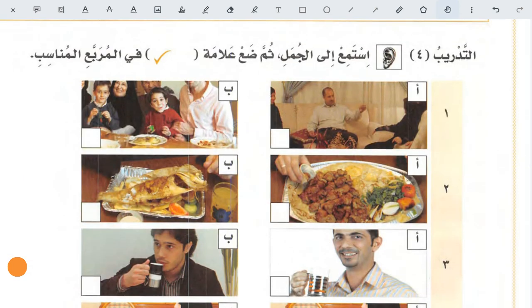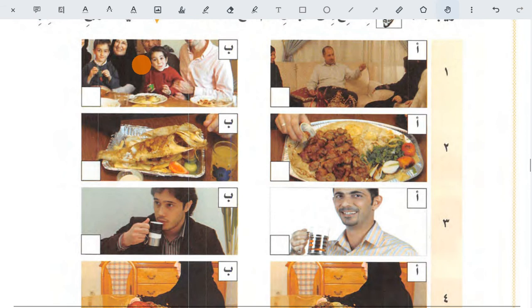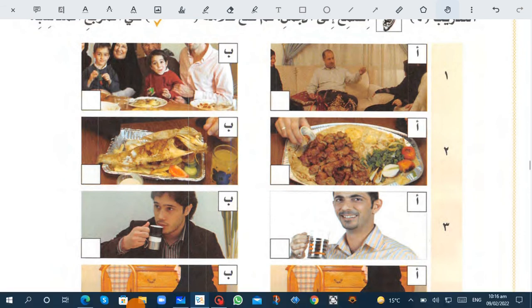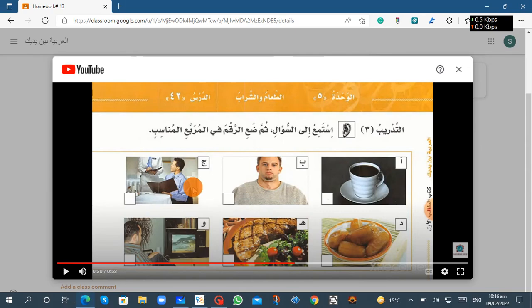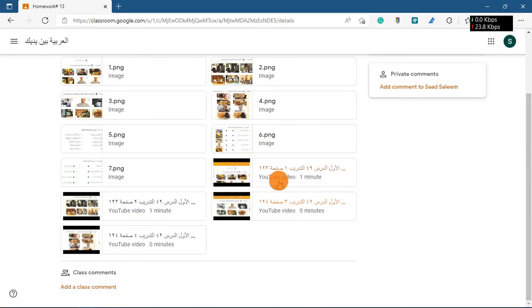Listen to the sentences, then put the check mark in the appropriate box. We have two options in all of them, so we need to select the right answer. I think we have got this one. Yes.